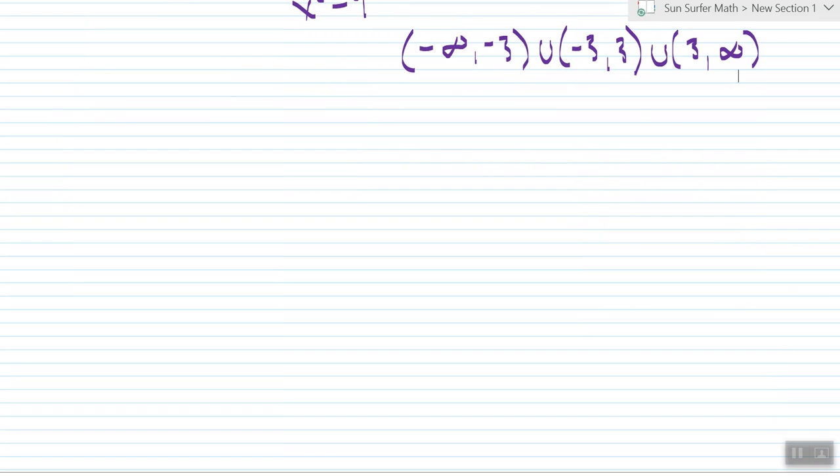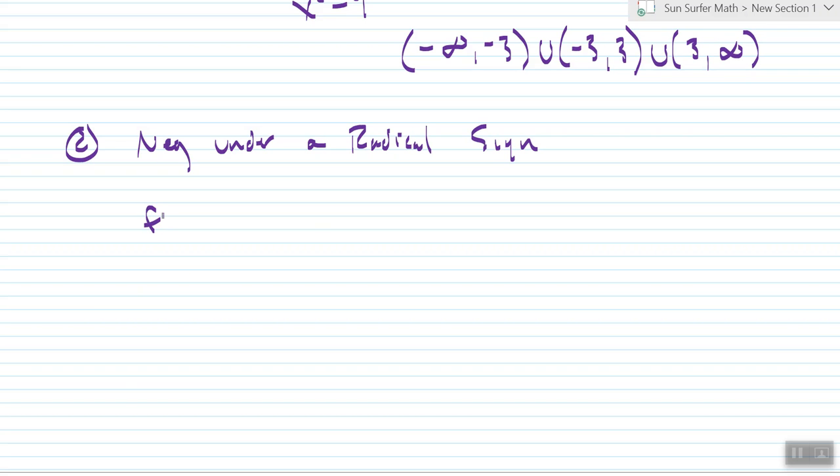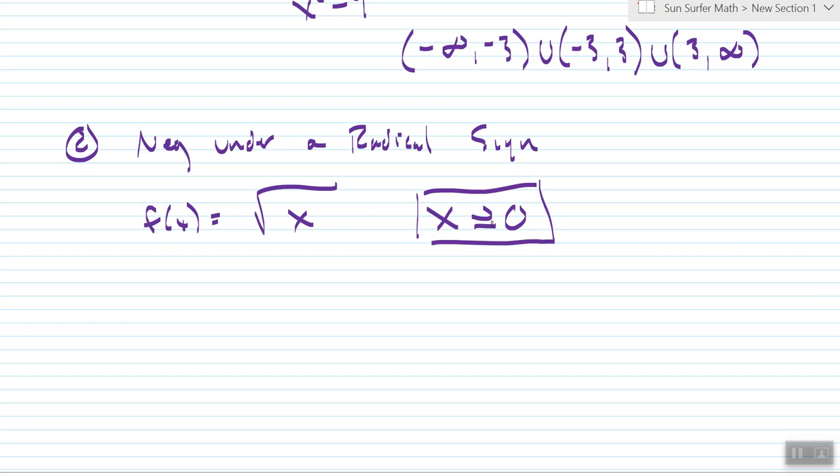The second exception, exception number 2, is a negative underneath a radical sign. And so something like that would be f of x is equal to the square root of x. Well, in this case, x cannot be less than 0. So it has to be greater than or equal to 0. This would be my domain. x is greater than or equal to 0. Because if x is less than 0, we get a negative under here.